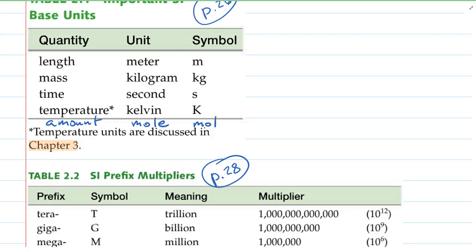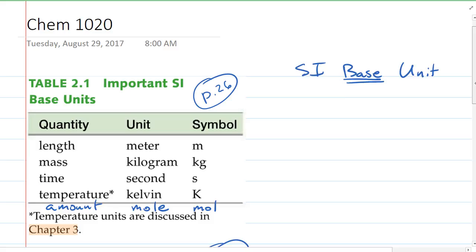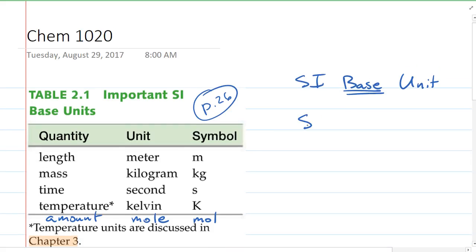There's actually a couple of different base units, like electric current and luminous intensity. There are actually 7 different base units, and in this course we use these 5. One that you're not going to see up here is a unit of volume, and that's because volume is not a base unit. A unit of volume is what we call a derived unit.